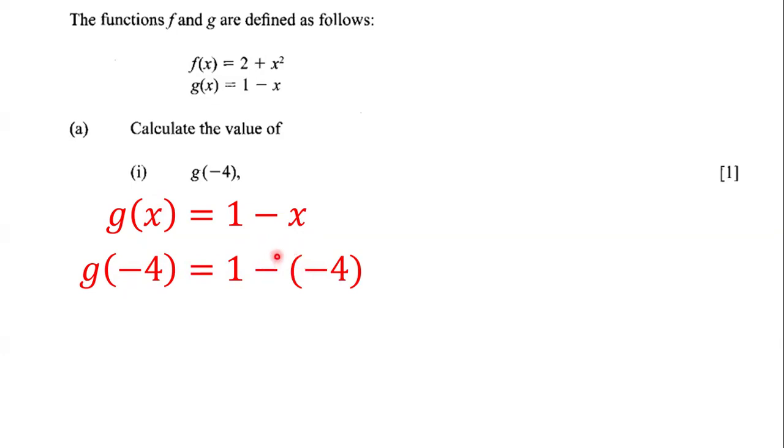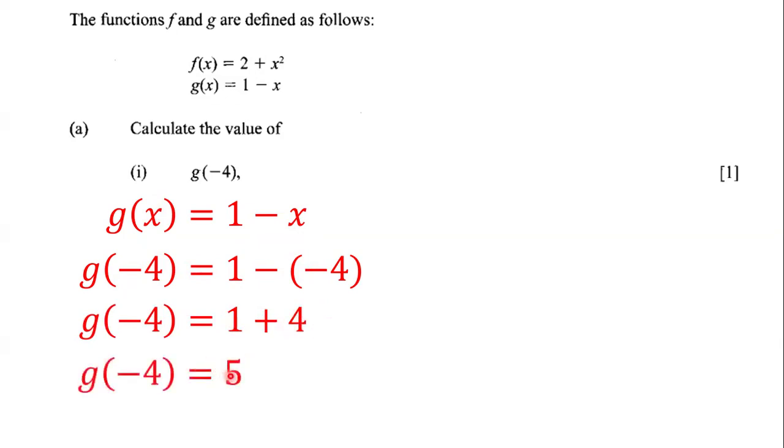We know that a negative multiplied by a negative is a positive. So we have 1 plus 4, and 1 plus 4 is definitely 5. So g of negative 4 is equal to 5.